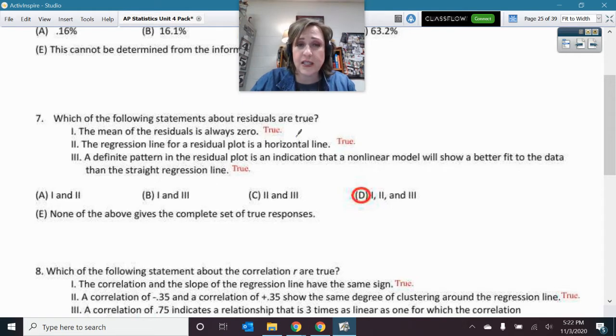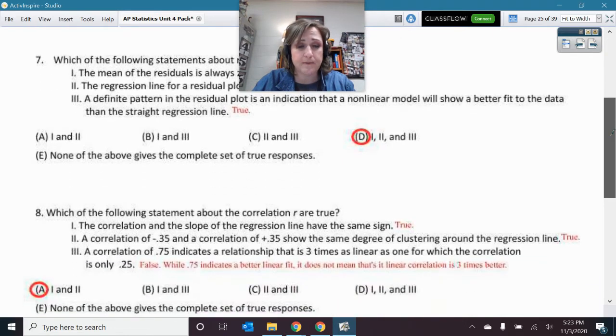Here, the mean is always 0. That is true. The mean of the residuals is always 0 because the positives and the negatives sum to 0, which means the mean is also 0. And all three of them were true statements.